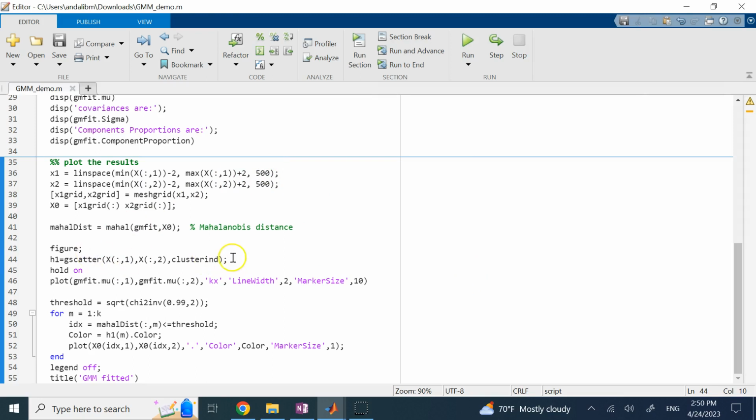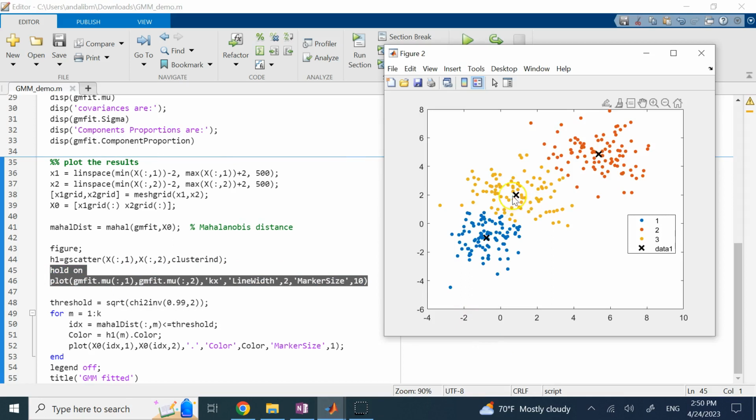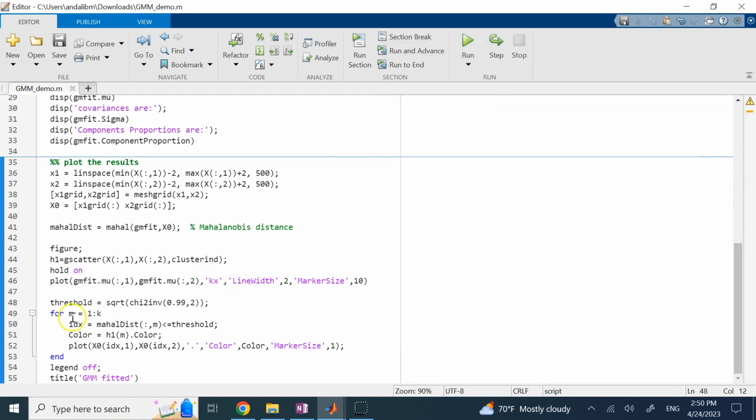So look, I did the scatter plot with color. Then, at the center of each one of my clusters, at the gmfit.mu of them, data 1 and data 2, I add a black X to the center of each cluster. So here you see now there is a black X added at the center of each one of the clusters. Then I go ahead and, from 1 to the maximum number of clusters, which is 3, what do I do?